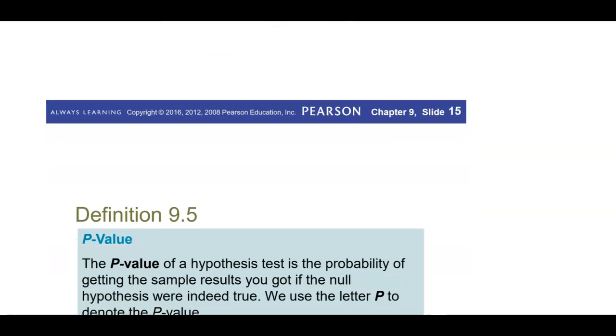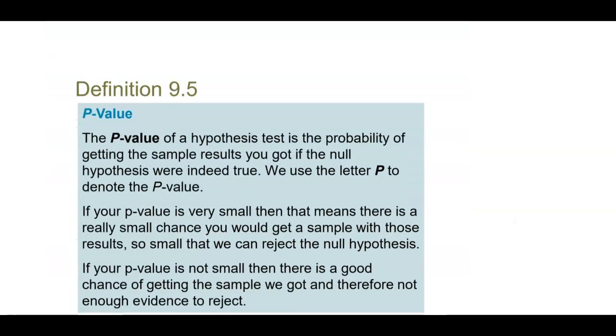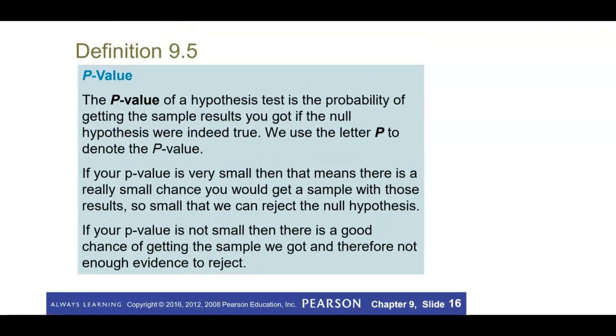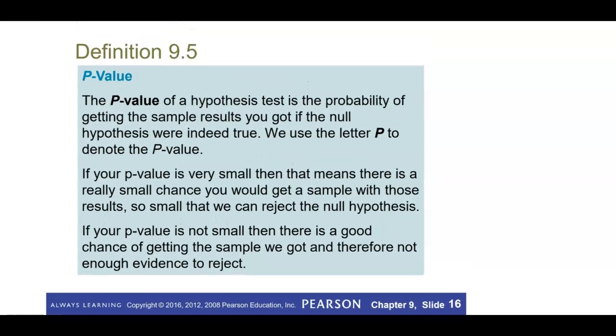Now, P-value approach does the opposite. P-value approach uses the areas under the curve. P-value approach is the approach that is most commonly done in real life research, because a p-value is what it sounds like. It's a probability. It is the probability of getting the sample results you got if the null hypothesis were indeed true.